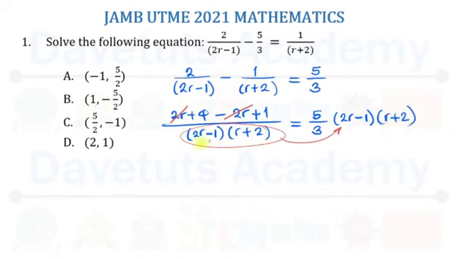So it's no longer on the denominator, meaning that here on the left hand side, I'm having 4 plus 1 is 5. Okay, that's 5 over 1 is equal to 5 over 3. Okay, then if I want to open up this bracket, 2r times r will be 2r squared. 2r times 2 will be 4r. Minus 1 times r will be minus r. Minus 1 times 2 will be minus 2.